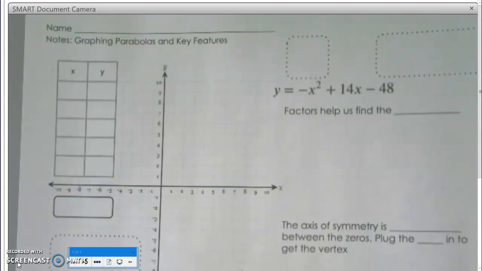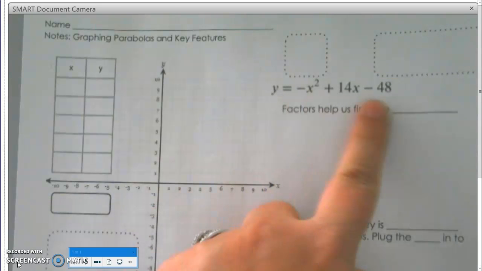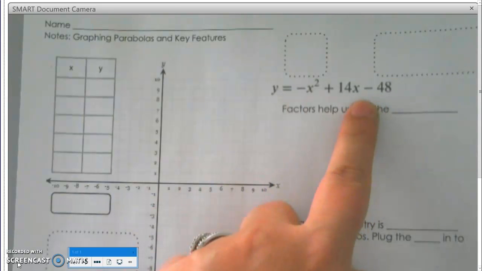I will be using a calculator just to make the adding and subtracting and multiplying quicker. But if I had to, I could do all of this without a calculator. All right, so here's my first example, and I want to graph this. In the Delta Math assignment, we need 5 points.